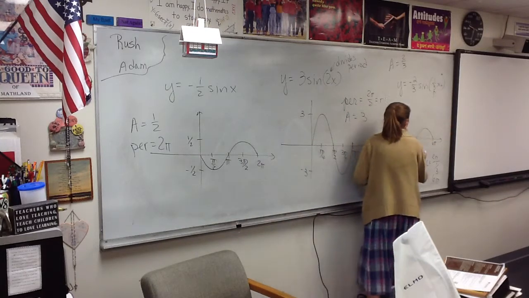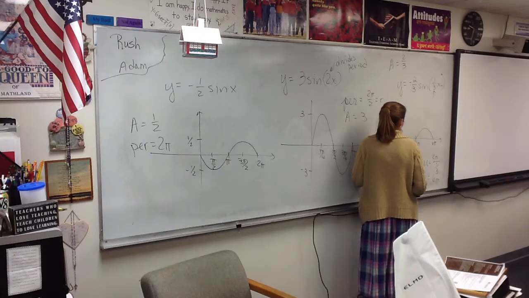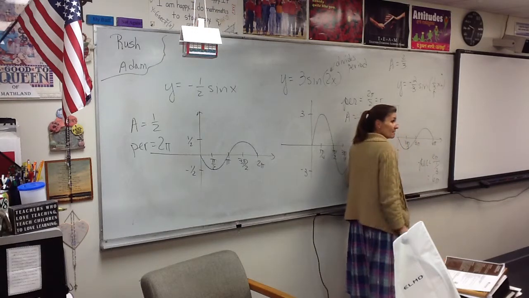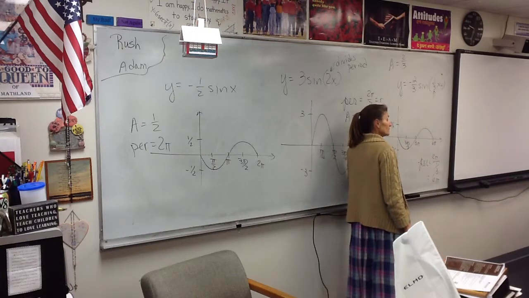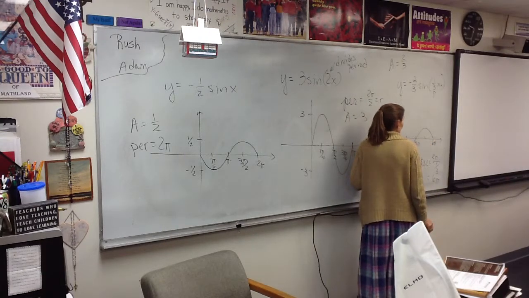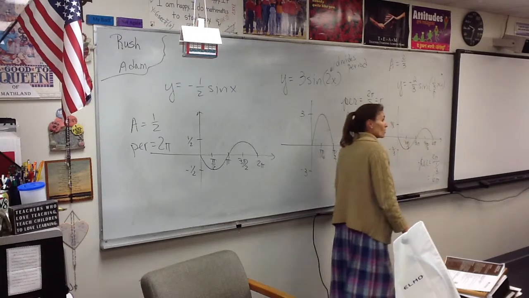What's this label then? How about this one? 1.5. I like fractions, so I'll say 3/2, but it's 1.5. How about this one? 4.5. I'll say 9/2, but you can say 4.5. There's nothing wrong with that.